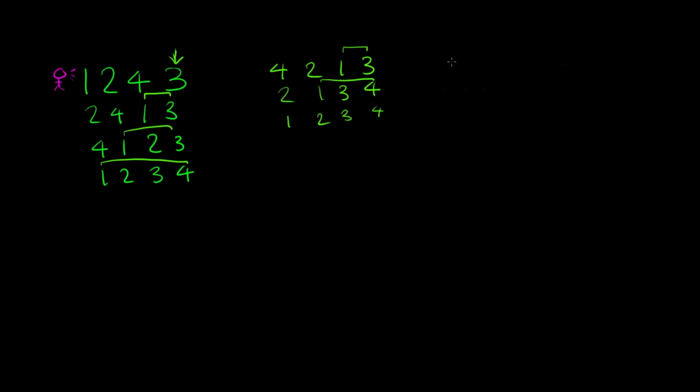Another example is 3, 1, 2, 4. In this example, three numbers in the back are sorted. So all we need to do is move our 3 right here, and if we do that, we'll get 1, 2, 3, 4, making all numbers sorted.